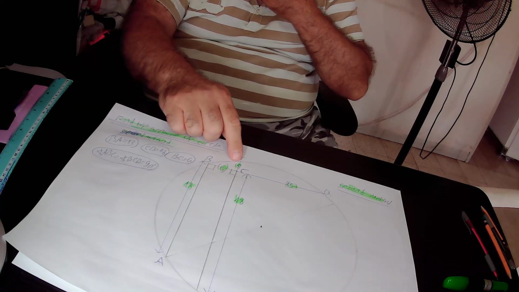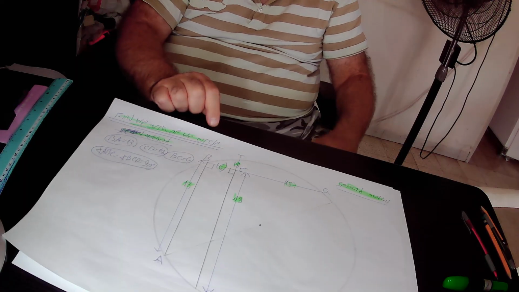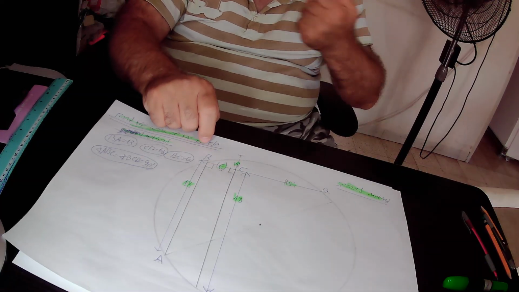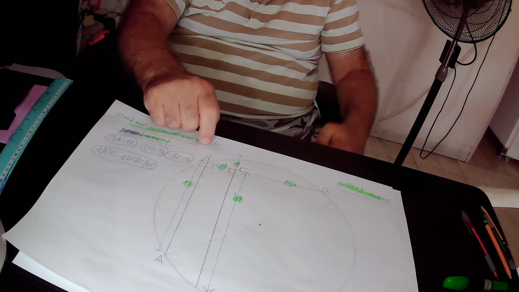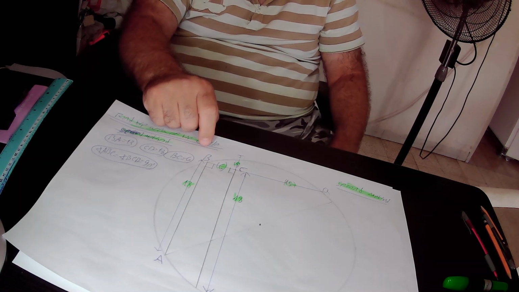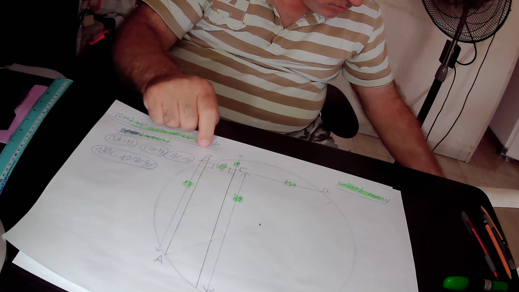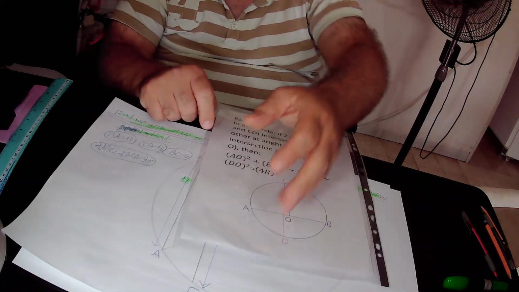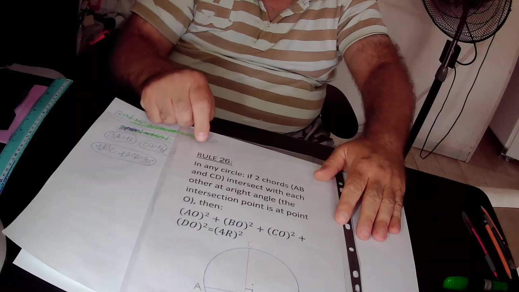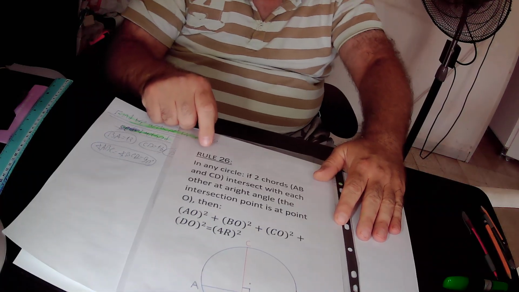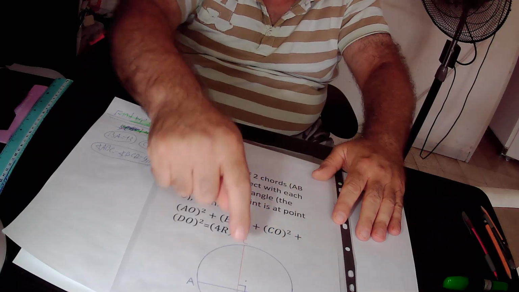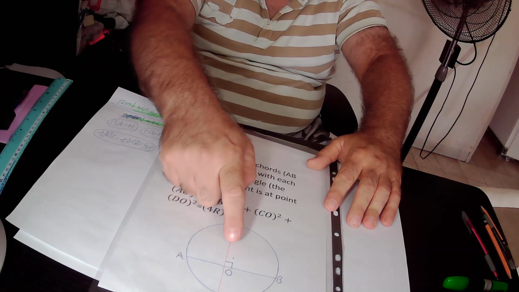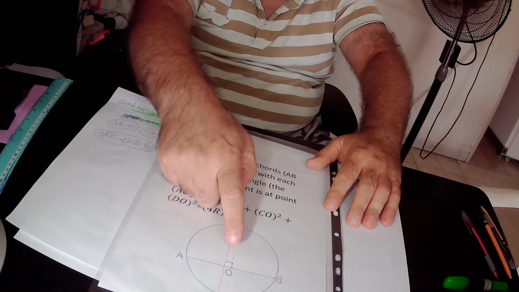In the second method, we use rule 26. We have here chord BQ that intersects with chord TD at 90 degrees at point C. And whenever you have two chords that intersect with each other at 90 degrees, you can implement rule 26. Quickly on rule 26: it is for any circle. In any circle, two chords AB and CD intersect with each other at a right angle. At their intersection point, point O, they create between them 90 degrees.